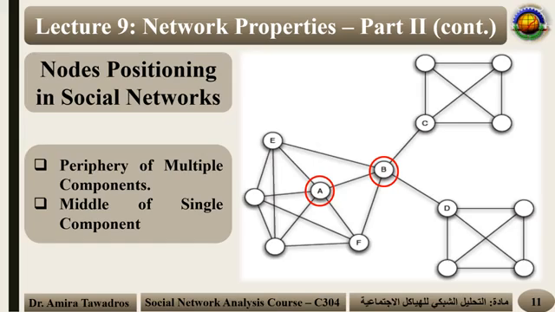After discussing strong and weak ties, we will now move on to another very important concept in social networks, which is the node's positioning, or the position of the node. While analyzing a social network, we can gain some insights from the positioning of a node within the structure of the overall network. Some nodes may be settled at the periphery of multiple components, while other nodes are located in the middle of a single component. The figure shown in this slide illustrates the node's positioning in a social network. As is obvious from the figure, node B is located at the periphery of three connected components, whereas node A is located in the middle of a single component.